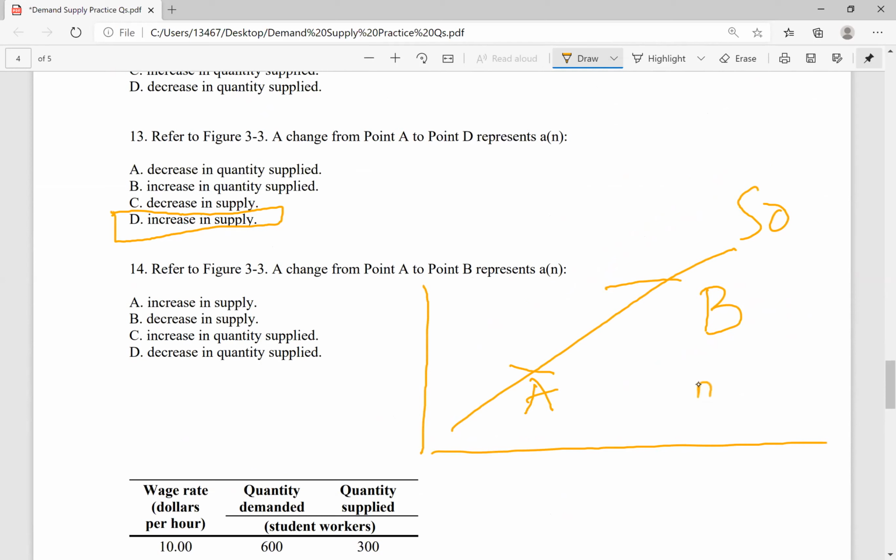Because we are moving along the supply curve, there is an increase in quantities supplied. Be very careful: there is a difference between an increase in supply and an increase in quantity supplied.